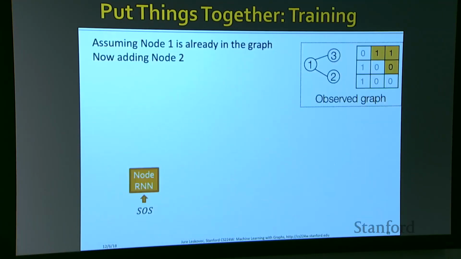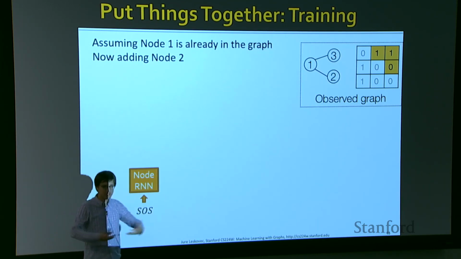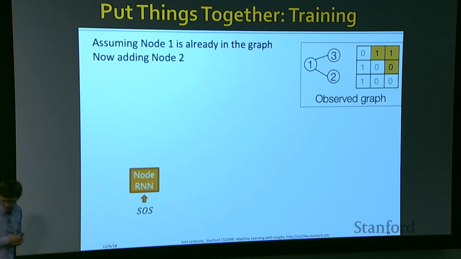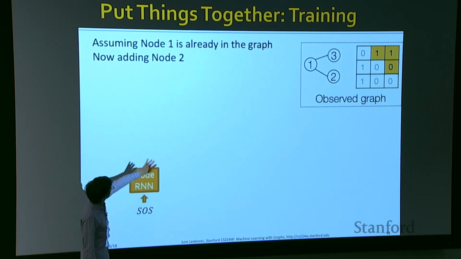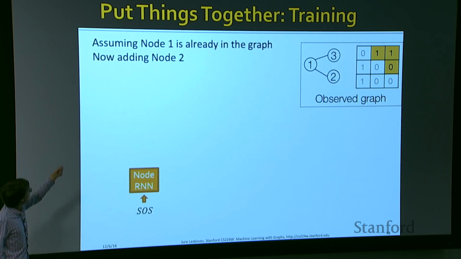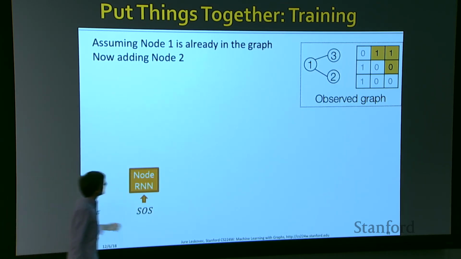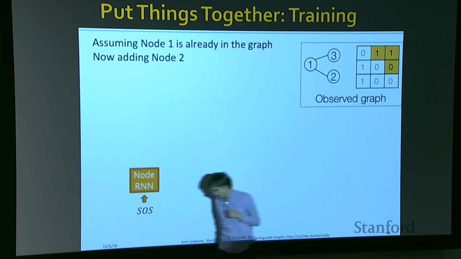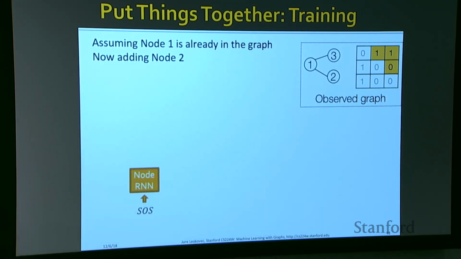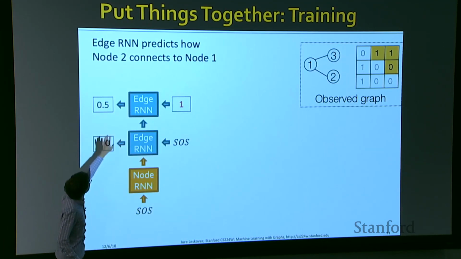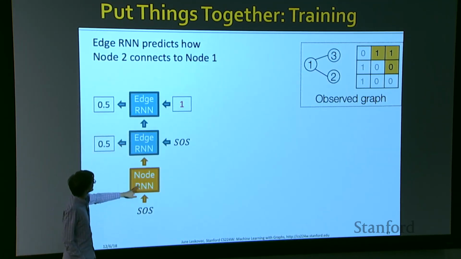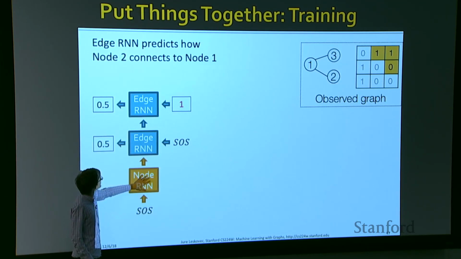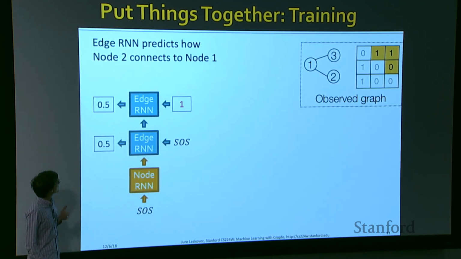Okay? That's the idea. So let me now show you how you put all this together, and how this would work, and what the structure of the neural network is over which back propagation happens. So let's assume that node 1 is already part of the graph, and now we are adding node 2. This is the graph we will be generating, so you'll be able to follow. Node 1 is already there, so we now start generating node 2. We added node 2, and now we need to decide how to connect node 2.